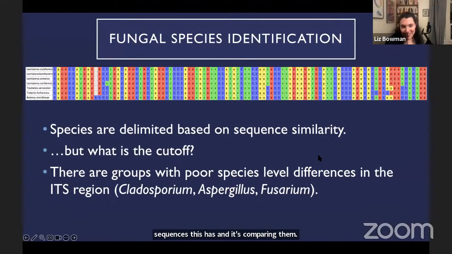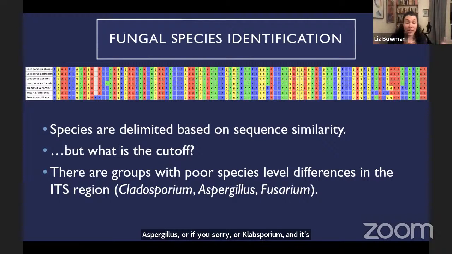Unfortunately, there are some issues with this. There are groups with really poor species level differences in the ITS region. So a lot of the Ascomycota, so Cladosporium, Aspergillus, Fusarium, Penicillium, you can't use this region that's been defined as the region for fungi to look at species level. What you end up with is all of them just come up as Aspergillus or Fusarium or Cladosporium. And it's called a species complex, where you're not able to figure out which ones are actually different species.